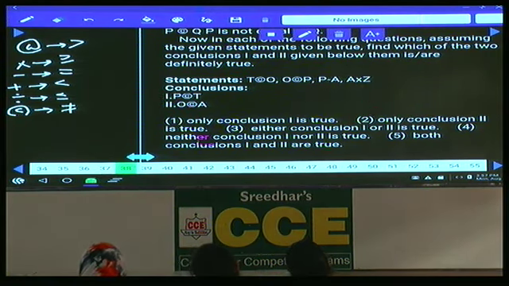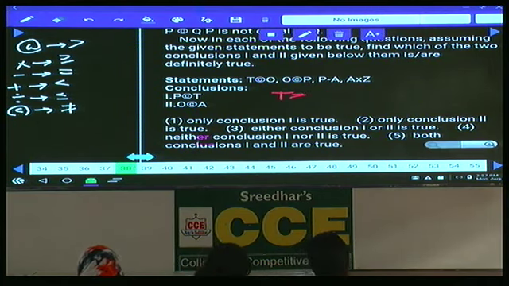Then 38. Now in this 38, T copyright O means T not equal to O, and T not equal to O not equal to P.